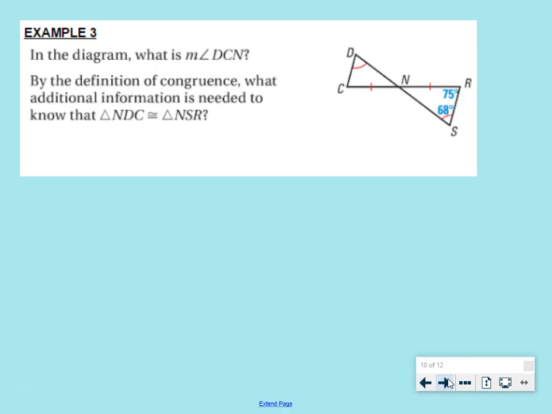Example 3. In the diagram, what is the measure of angle DCN? By definition of congruence, what additional information is needed to know that triangle NDC is congruent to triangle NSR? I would like you to try this problem on your own, and then we will go over it in class, next class period.